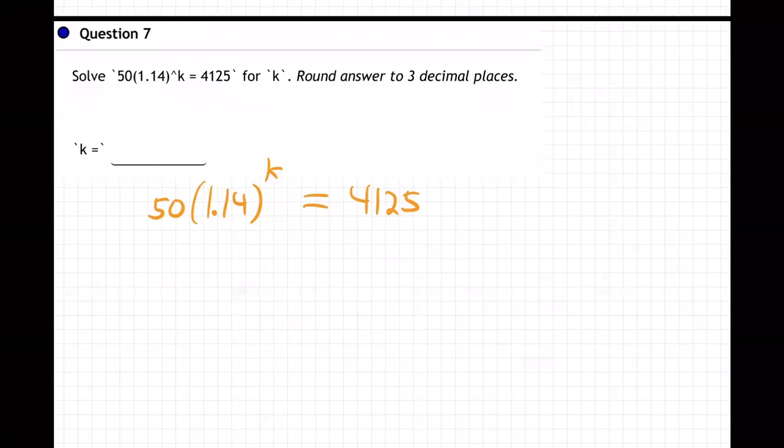Okay, so on this question, we have the letter K up there in the power zone, and they want us to solve for that K, round the answer to 3 decimal places. So what do we do?